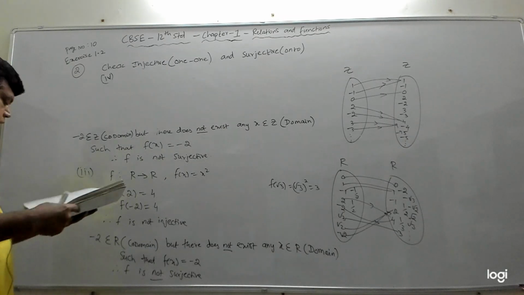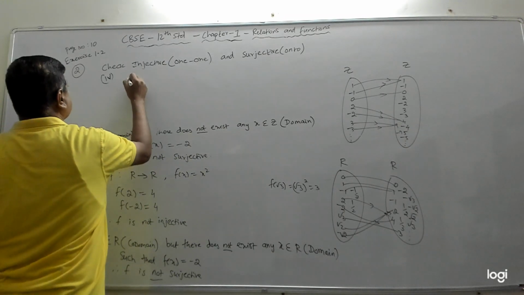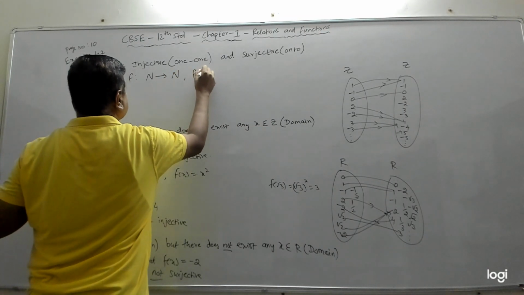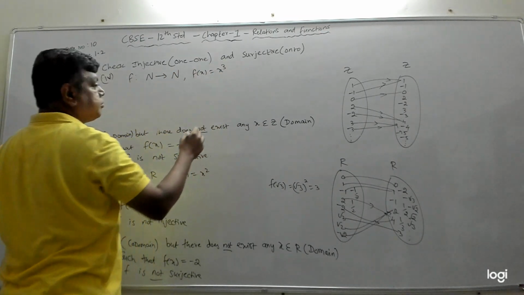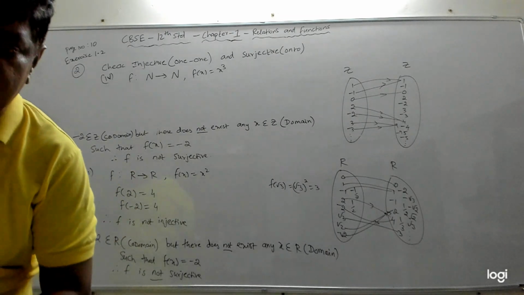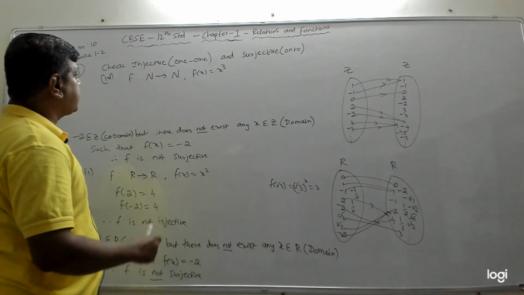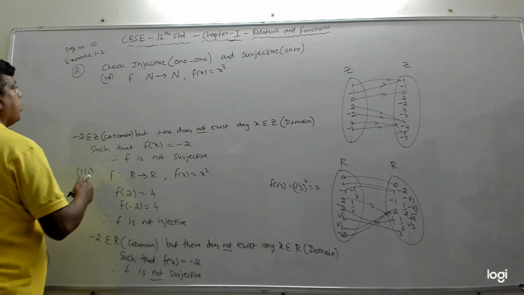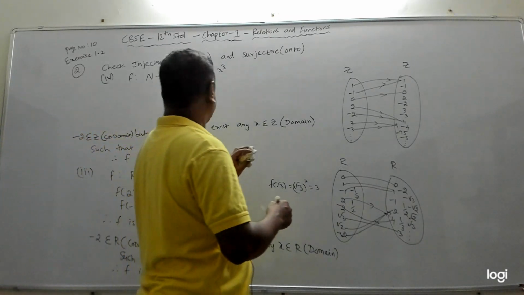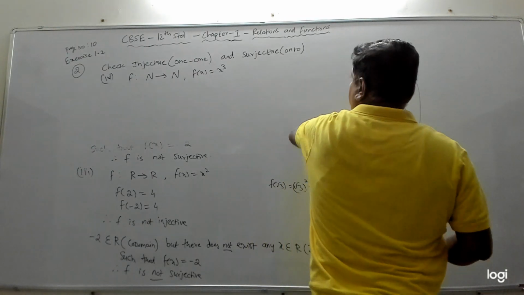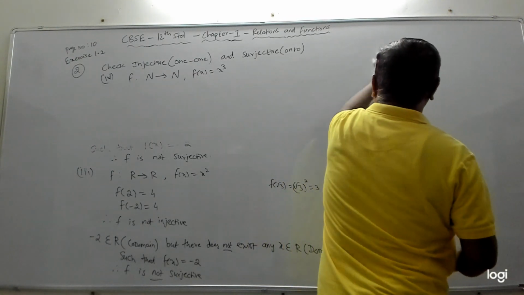So f is a function from N to N. f is a function from the set of all natural numbers to the set of all natural numbers given by f of x equal to x cubed. f of x is equal to x cubed. Now we have to check whether f is injective and surjective. Now we'll try to understand the function here again. It's from natural numbers to natural numbers again.